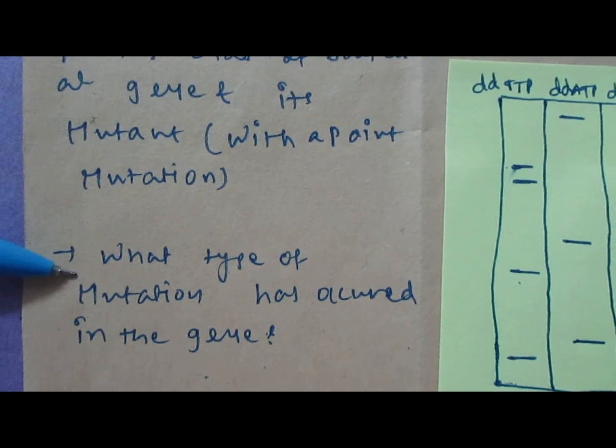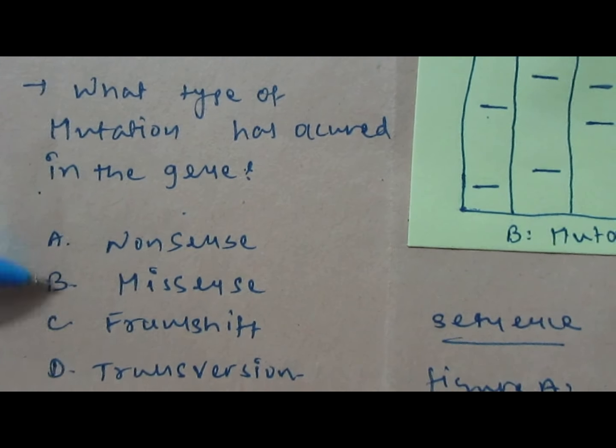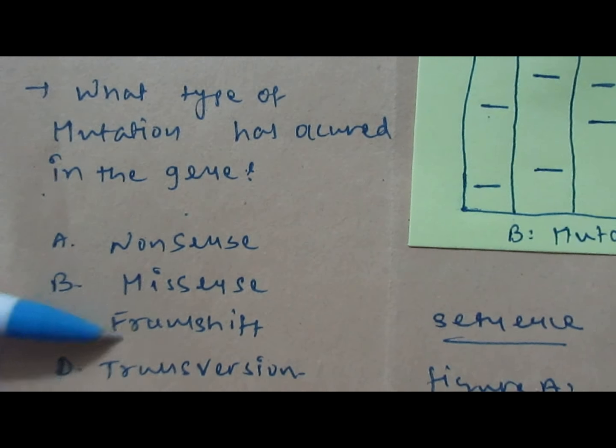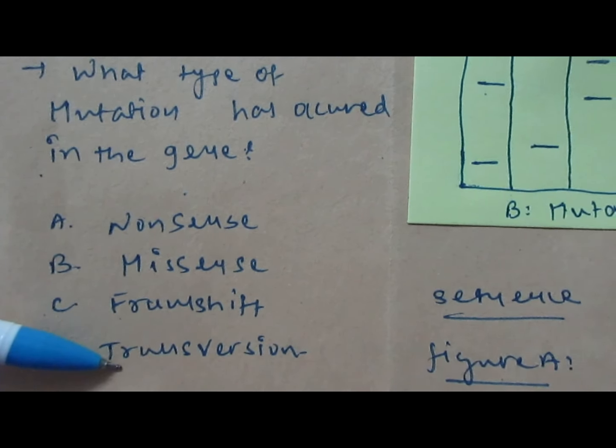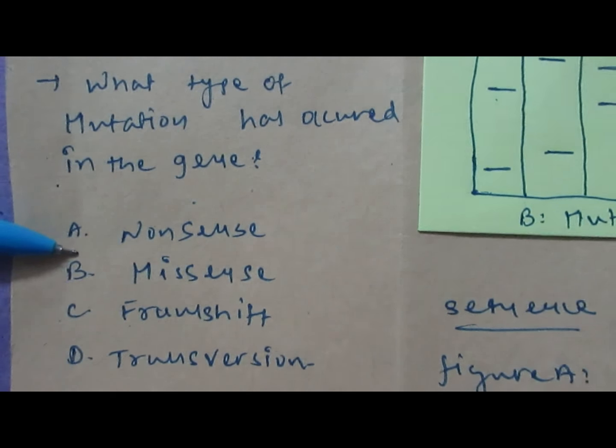So based on that we have to find out what type of mutation has occurred in this gene, and these are the options. Option A is nonsense, B is missense, C is frame shift, and D is transversion. So based on the figure we have to find out the type of mutation.